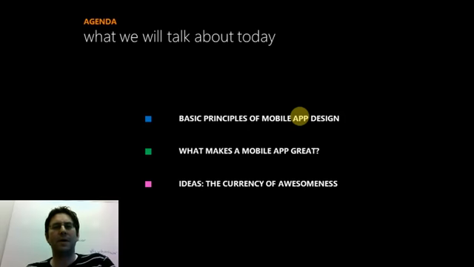Then we're going to talk a little bit about what makes a mobile application great. So what are the things that you can do to raise the bar on the experience and the quality and the value of your app to the users that you're trying to target, right? So it's not just good enough to put something out there and hope it sticks, right? You need to do something to differentiate yourself. So we're going to talk a little bit about what makes those mobile apps great.